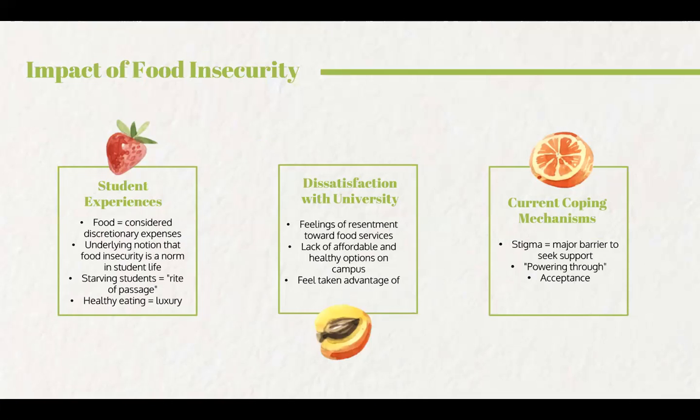Finally, the current coping mechanisms university students are turning to are lacking because of stigma, which has been identified as a major barrier to seek support. As a result, students' responses and attempts to cope with and manage food insecurity are often powering through or acceptance. Many students believed their current situation was temporary, so they just had to power through knowing there's a better life after university, while others simply try to avoid spending time thinking about it and often identify a lack of power or control of their experience with food insecurity.